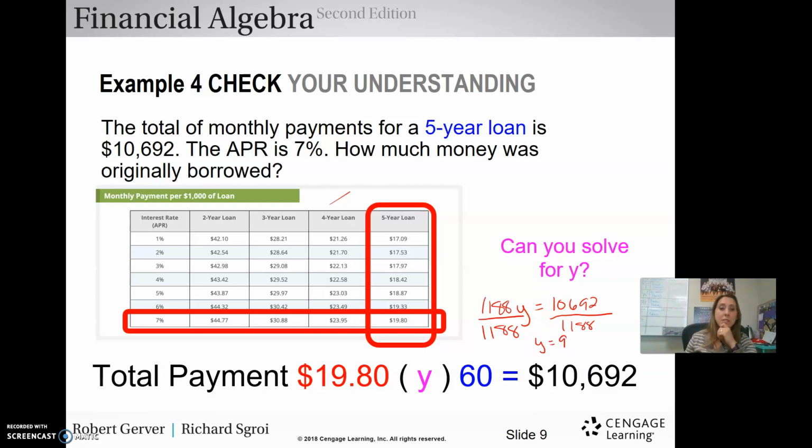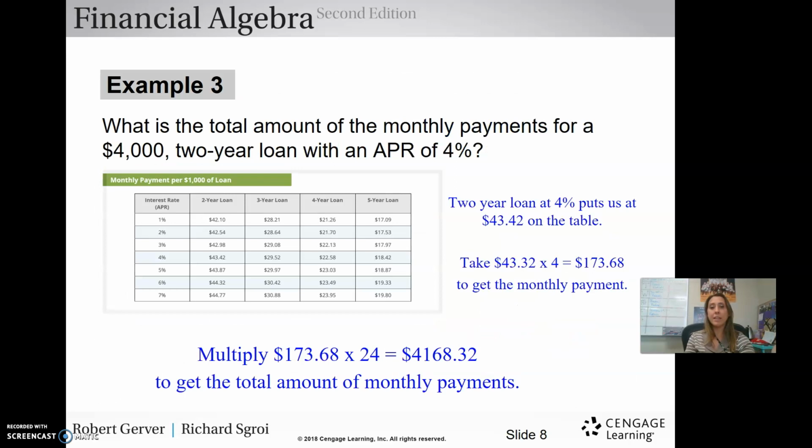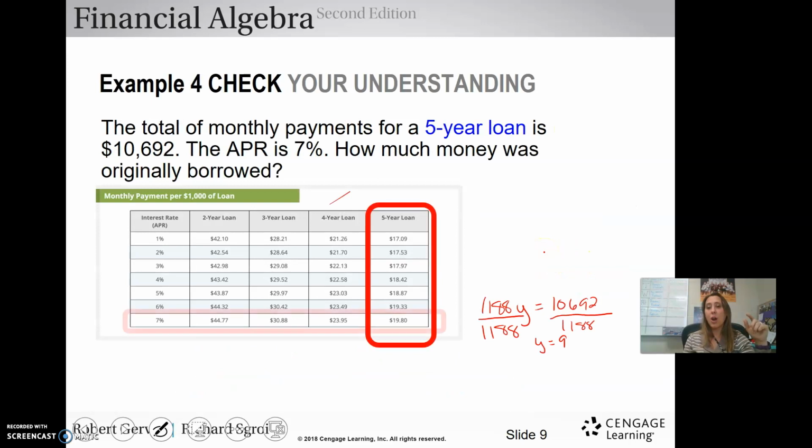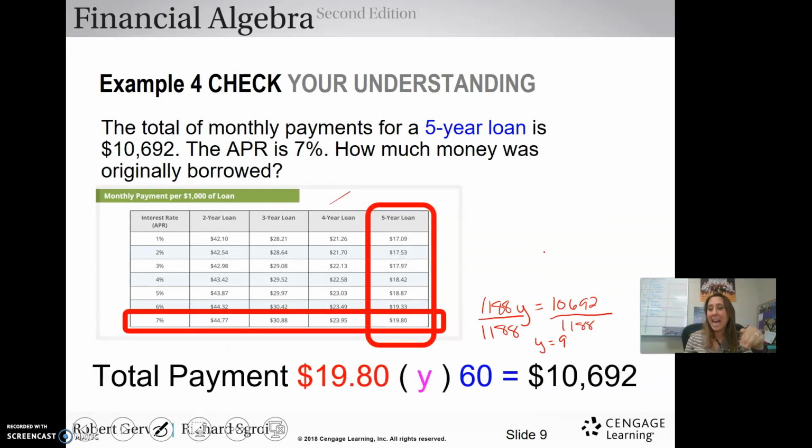So if Y is equal to 9, is that the original amount borrowed? Well, no, because originally over here, if we go back, we had to multiply by 4 here. I'm pointing on the screen, but you can't see it. We multiplied by 4 because there were 4 thousands. So our 9 represents the 9 thousands. So if there's 9 thousands, the original amount borrowed was $9,000.